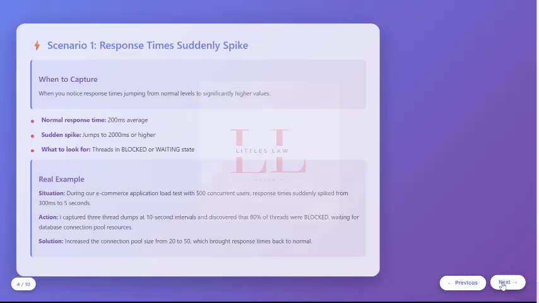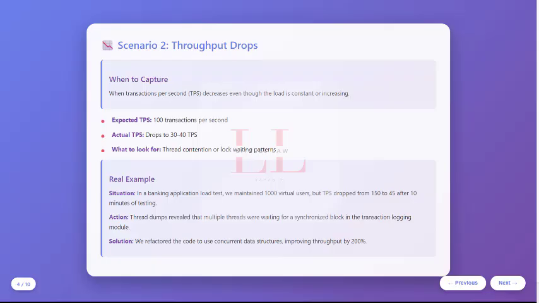Moving on to the second scenario. The second scenario is when throughput drops. This is really interesting because your load is constant. You're not reducing the number of virtual users, but your transactions per second starts declining. For example, you might expect 100 transactions per second based on your load, but you're only seeing 30 or 40 TPS, or transactions per second. This is a red flag that something is causing contention or blocking in your application.